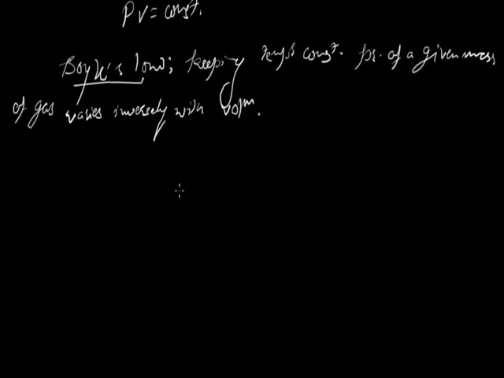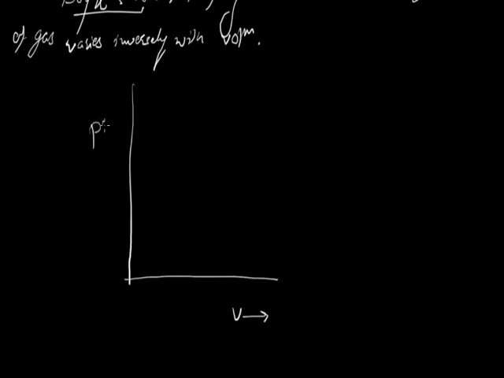Now, if finally we consider a mixture of non-interacting ideal gases, mu1 moles of gas 1, mu2 moles of gas 2, etc. in a vessel of volume V, what do we have? We need to draw a graph between pressure and volume.